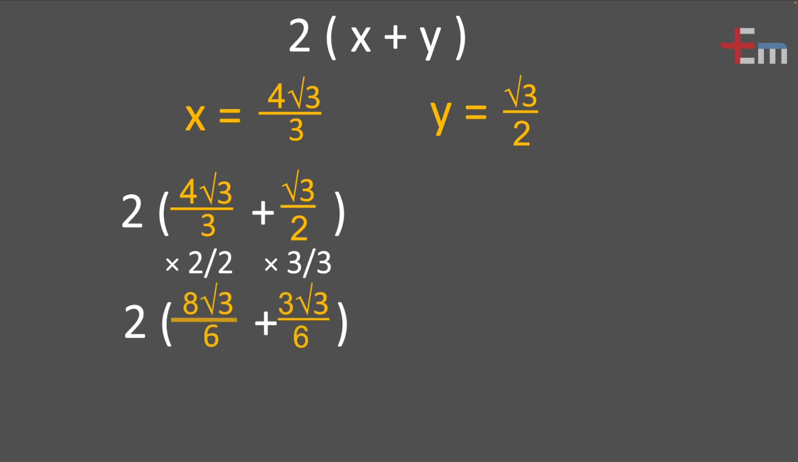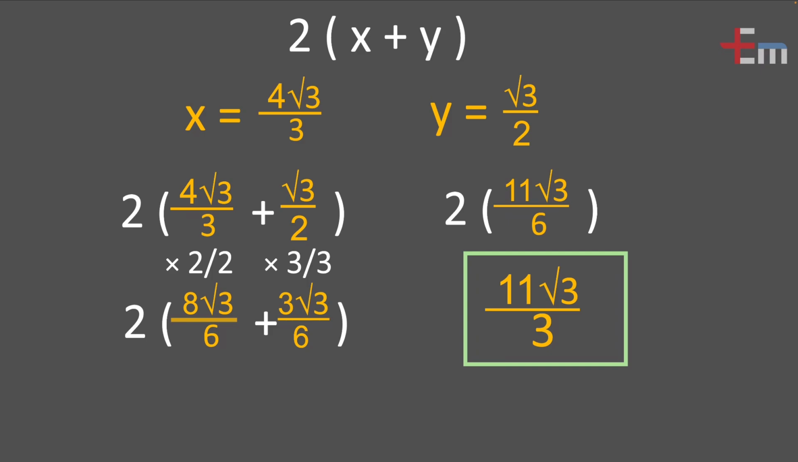They're both just 1 written in another way. Then we get 2 times 8 root 3 over 6 plus 3 root 3 over 6. The sum of X and Y then will be 11 root 3 over 6. Multiply that by 2 and we can get 11 root 3 over 3. And that is the correct answer.